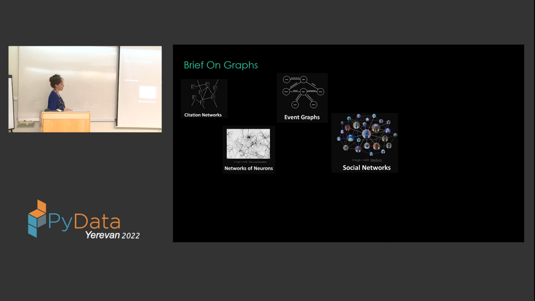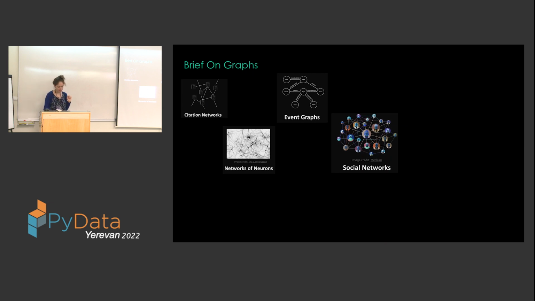We have event graphs where you can represent, for example, airports: flights, airport flew from, arrived at, etc. We have networks of neurons. And we also have citation networks where every paper is a node, and if a paper cited another paper, then we will draw an edge to it.